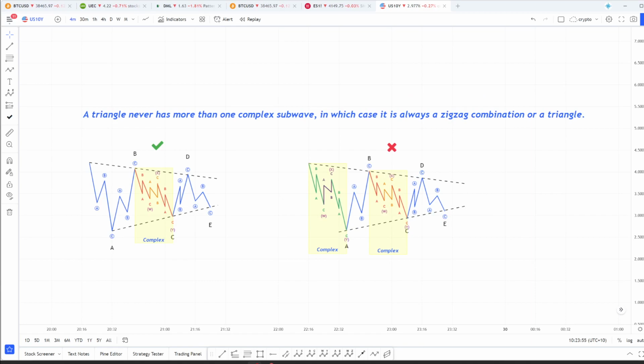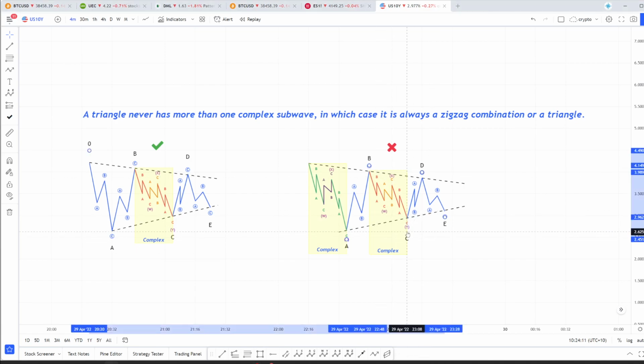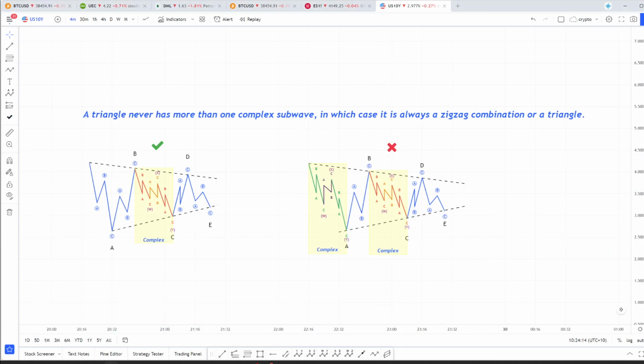Rule 4 states that a triangle never has more than one complex subwave, in which case it is always a zigzag combination or a triangle. So you can see here, as in this example we had before, in wave C we have a complex correction. In this example here, we have a complex correction in wave A and C, so this would not be allowed under the rules of Elliott wave.